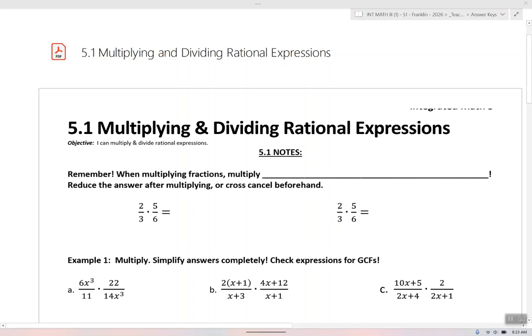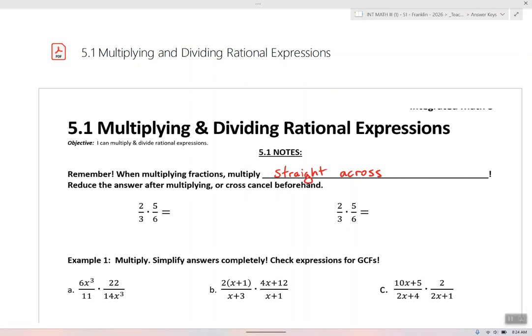Okay, 5.1 here, multiplying and dividing rational expressions. So rational expressions is referring to ratios, which are fractions. And so these are essentially, we're just multiplying fractions that have variables and exponents and things like that. So just remember, when you're multiplying fractions, we're going to multiply straight across. So numerator to numerator, denominator to denominator. And then reduce the answer.